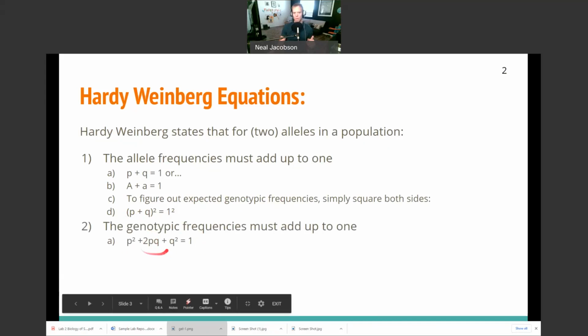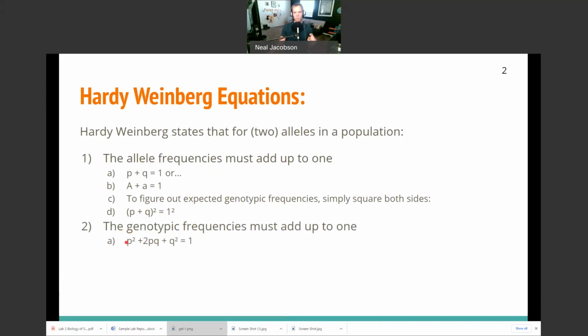And so let's figure out where that comes from, because we understand P squared. P squared is the probability that I pull out a red one and then a red one. Q squared is I pull out a blue one and a blue one. But why is this 2PQ here? Why isn't it just PQ?